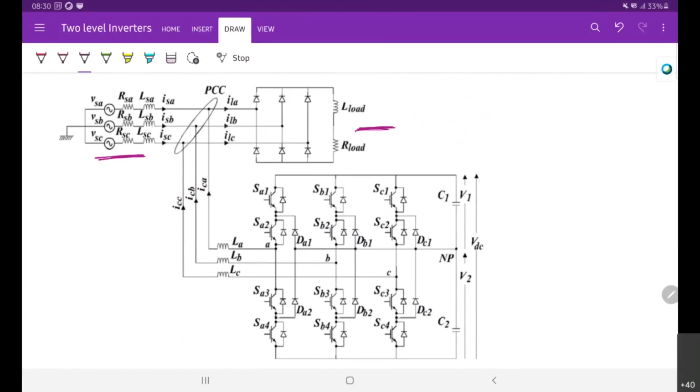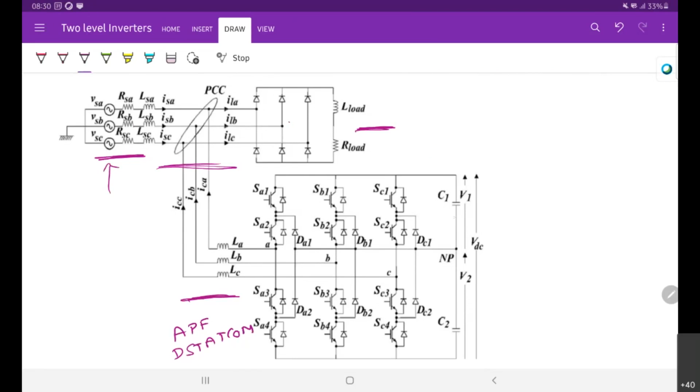If you ignore this part and consider only this part, the AC source is connected to a diode bridge rectifier. This diode bridge rectifier will produce some THD in the current waveforms, and that THD is reflected in the source. To compensate the THD and to make the currents sinusoidal and in phase with the source voltages, we have this. This entire thing is known as an active power filter or D-STATCOM. We'll discuss this in later classes.